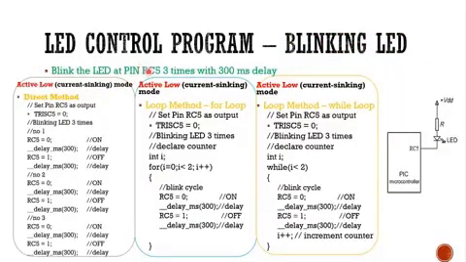Using the parameters here, blink the LED at pin RC5. How many times? 3 times with delay 3 milliseconds. So this means that the LED will turn on for 3 milliseconds and then turn off for 3 milliseconds, then turn on, turn off, 3 times. For the direct method, you can see why it is a messy program.